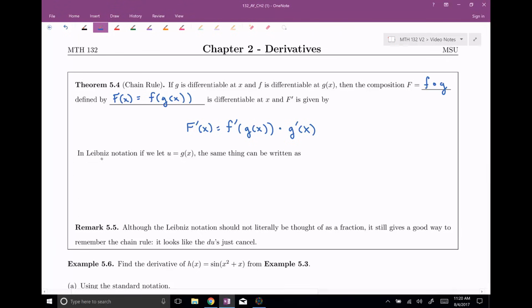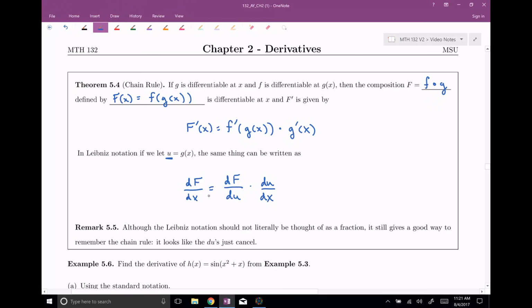Another way to write this is in our good old Leibniz notation, and this actually looks particularly nice if you write it in the Leibniz notation. So I'm going to substitute, instead of g of x, I'm going to write this as u. In which case, if you want to take the derivative of capital F with respect to x, then this is going to be the derivative of capital F with respect to u times the derivative of u with respect to x. Again, this is basically your g function. So this one right here is the g prime, and then this one right here is the derivative of the outside with respect to just u in this case, or with respect to g of x. So you don't do anything to that inside.